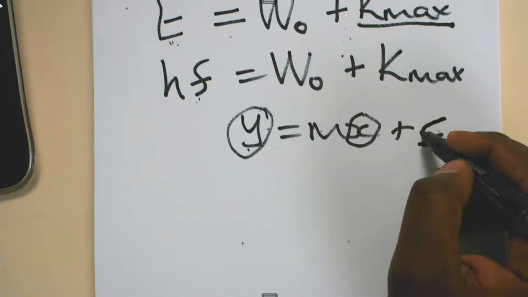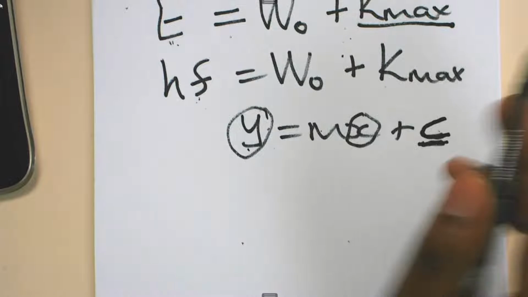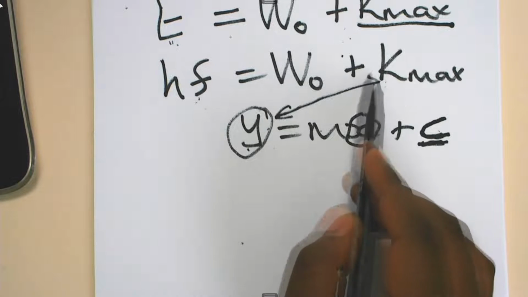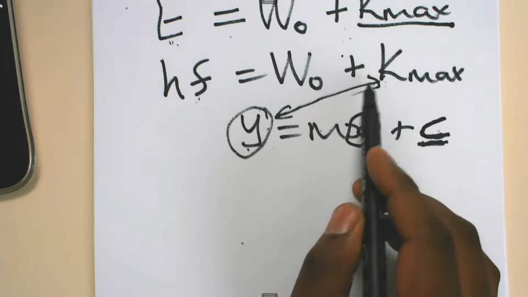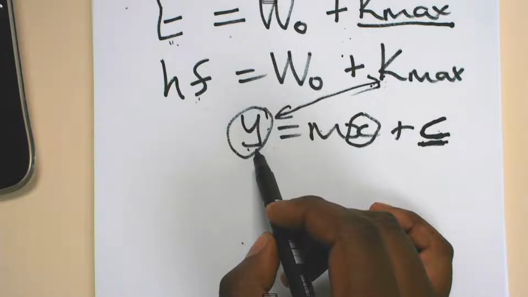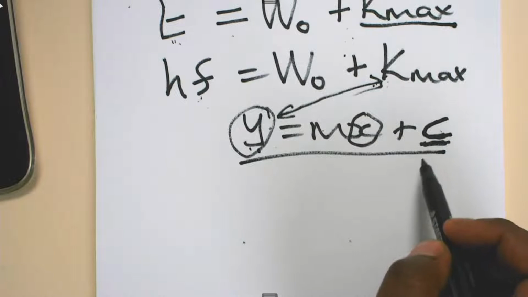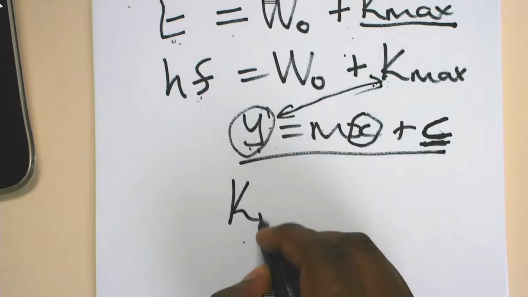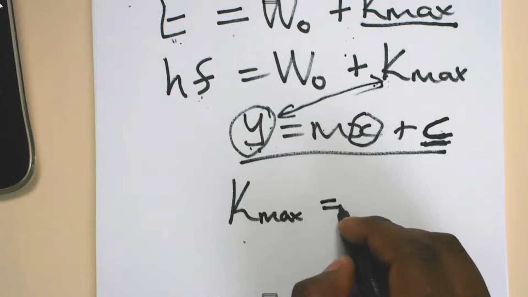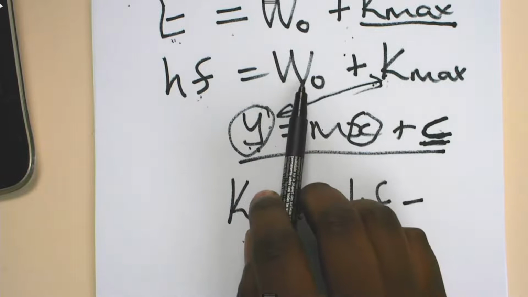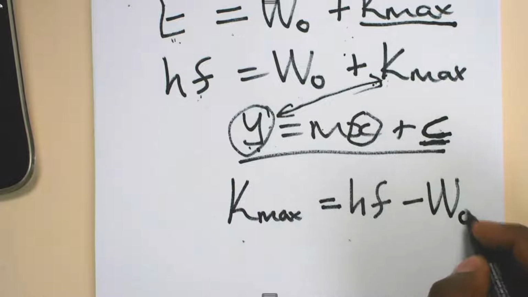This is where the graph will cut the y-axis. So when we express this, we want to make kinetic energy the subject of the formula, since it is our y-intercept, so that it takes the format y is equal to mx plus what? Plus c. So when we do that, we'll have kinetic energy max being equal to hf minus, because we have transposed this from this side to the other side, minus the what? The work function.